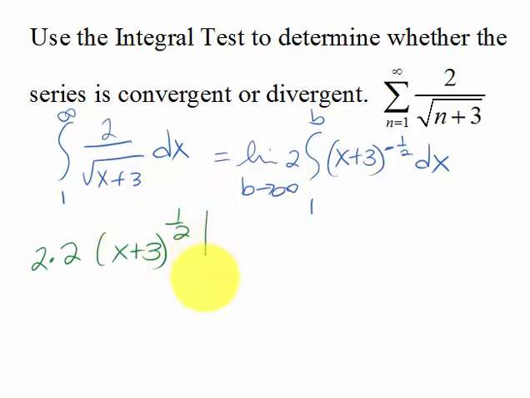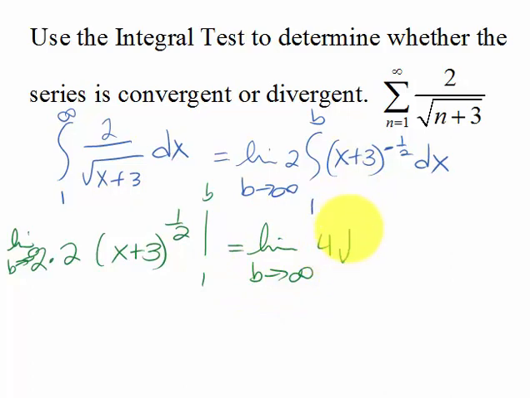So now we need to evaluate this from 1 to b, and I left this off. It should have had the limit as b goes to infinity here. So let's express that a little bit better as we evaluate. So the limit as b goes to infinity of 4 times the square root of b plus 3, and then we have minus 4 times the square root of 1 plus 3, which is 4.